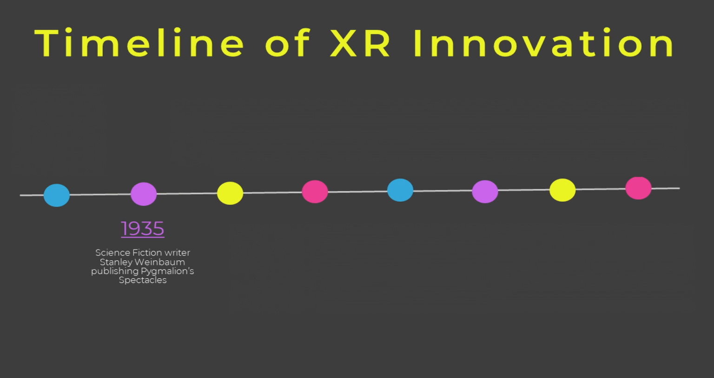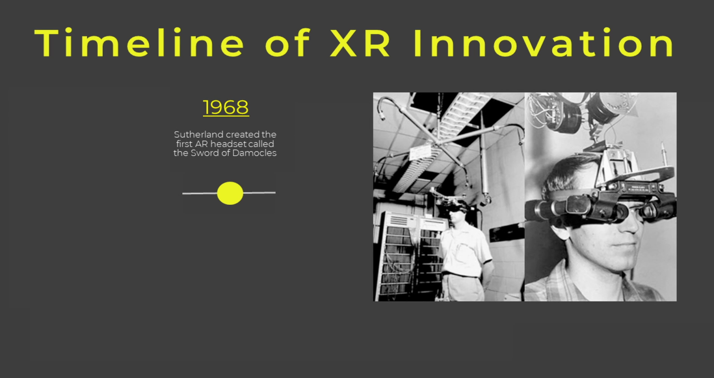In the early 1900s, American science fiction writer Stanley G. Weinbaum published the book Pygmalion Spectacles, in which the main character explores a fictional world using a pair of goggles, making this the first prediction of VR as we know it today. The first AR headset was created in 1968 by Ivan Sutherland called the Sword of Damocles that displayed computer-generated graphics that enhanced the user's perception of the world.